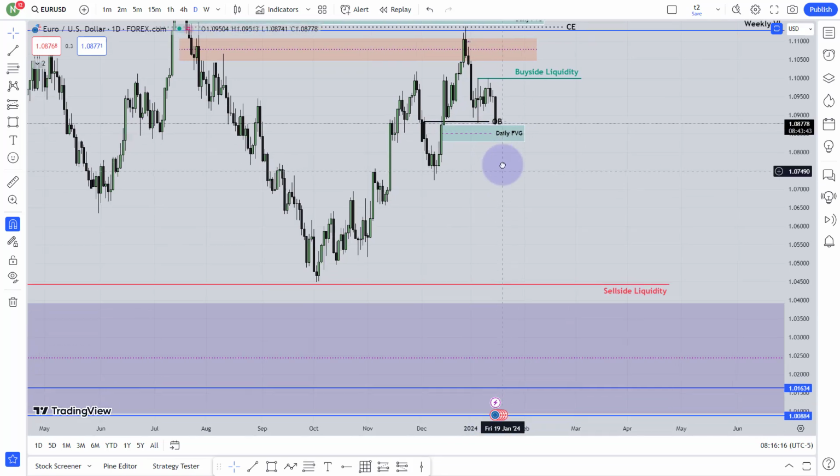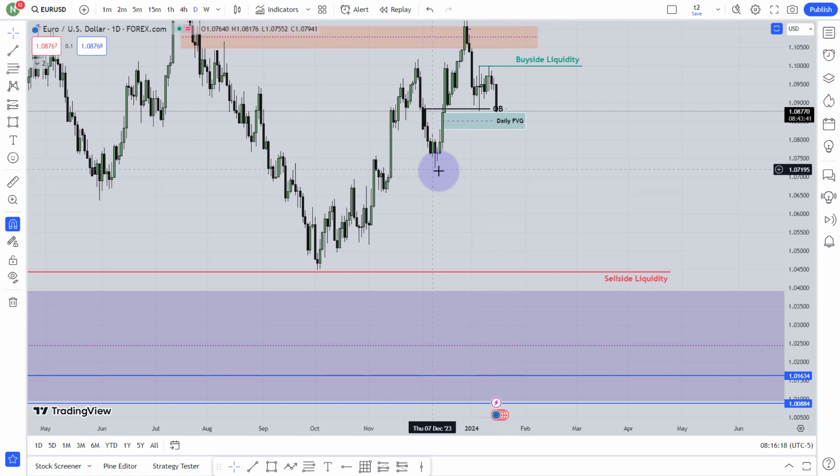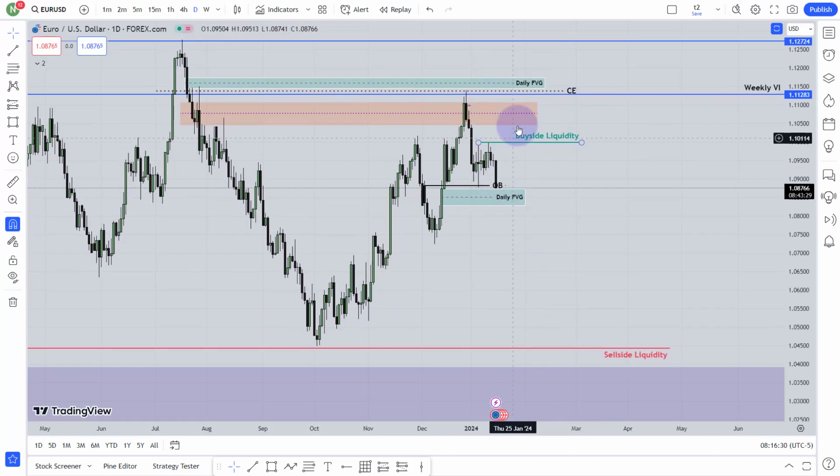But if I see it is actually going lower, and it went through this daily last fair value gap, then I will start to think the market is actually going to take that low. Then there is another daily fair value gap. I will observe that fair value gap as well. If it can hold the price, the market will go higher again. If it fails, this sell side liquidity is more obvious. Right now I'm thinking a higher run for the Euro USD.